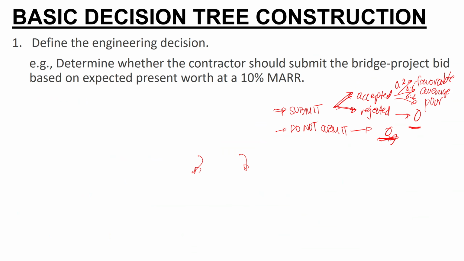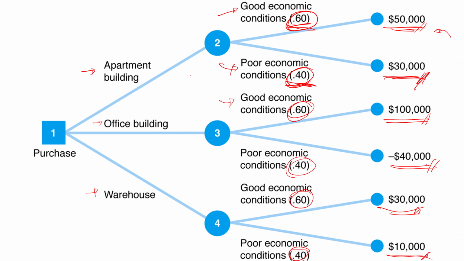Let's go back to a previous slide, like this one. In the office building, you might have a probability to earn $100,000. But if the economic condition is poor, you will have a loss of $40,000. The EMV here is $44,000. And for the other one, just so we can have something to compare, you have an EMV of 42,000.